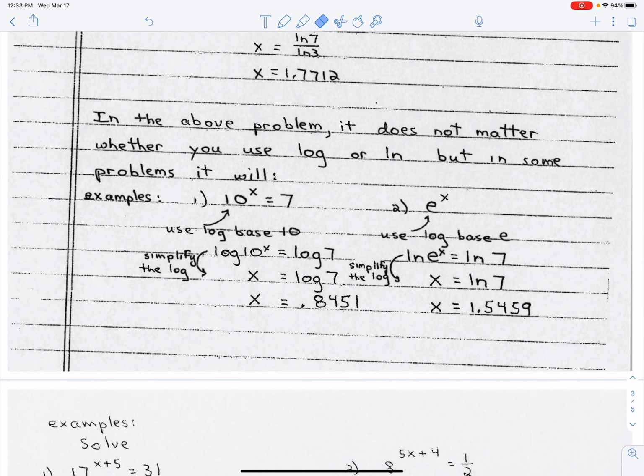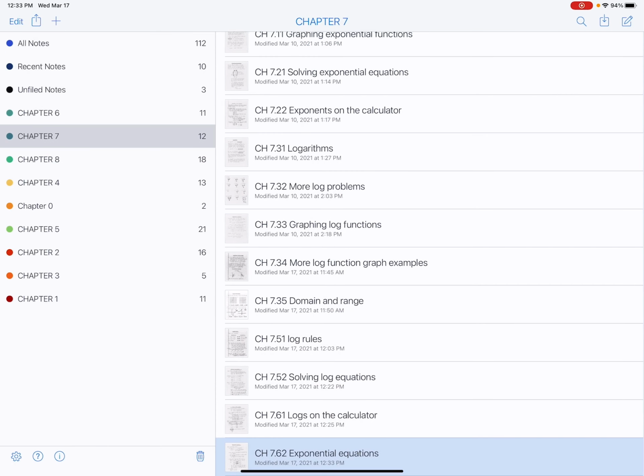If it's a log base 10, you want to use common log, log base 10. If it's got a base of e, the exponential function has a base of e. I forgot to put the 7 in there. I just realized that. So I'll correct that by the time I pass out the paper.